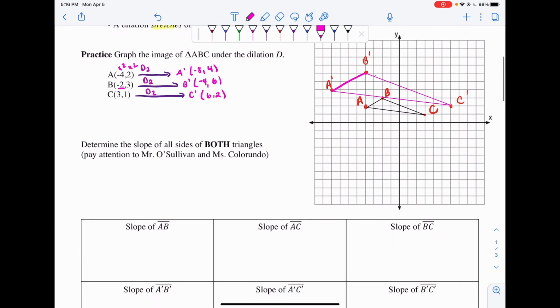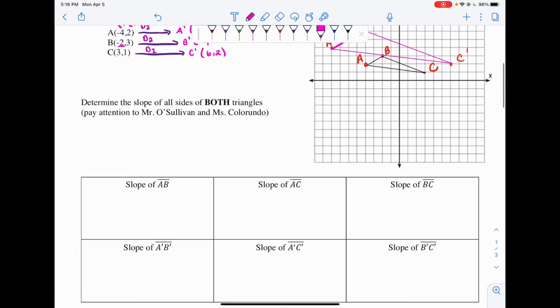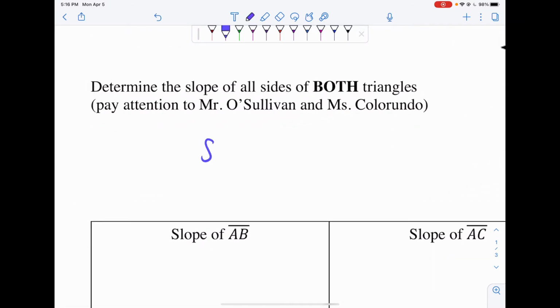Now, determine the slope of all sides of both triangles. So what we're going to do is we're going to actually find the slope of AB, A prime B prime, AC, A prime C prime, and BC, B prime C prime. I'm not going to use the slope formula. I'm just going to do slope is equal to rise over run. So I'm literally just going to calculate the rise and the run of each.